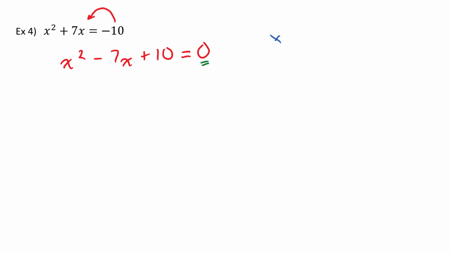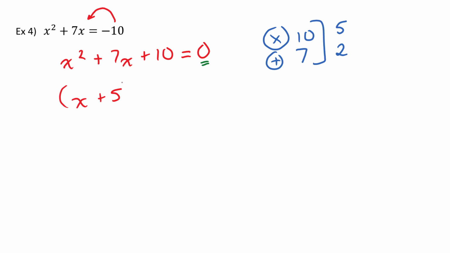What do you notice about this? This is a simple trinomial. Looking for two numbers that multiply to 10. Those same two numbers need to add up to negative 7. Oh, made a mistake there. That should be positive 7. Always double check your work. So I'm looking for two numbers that multiply to 10 and add up to positive 7. It's going to be 5 and 2. 5 times 2 is 10. 5 plus 2 is 7. x plus 5 and x plus 2 equals 0.